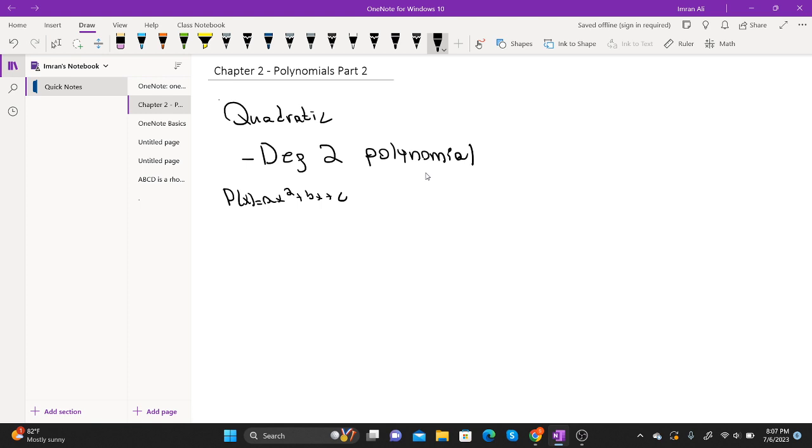So we can graph quadratics, and that's what NCERT chooses to focus on. The graph of a quadratic is a parabola. You'll notice that the best way to graph a parabola is actually using vertex form.